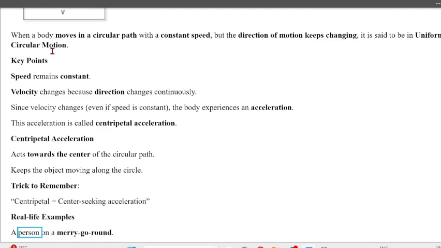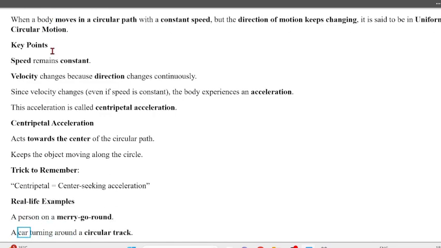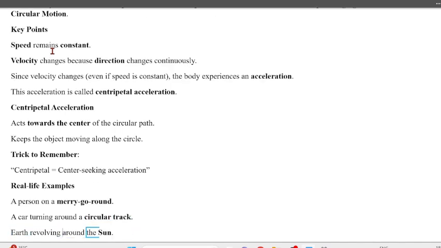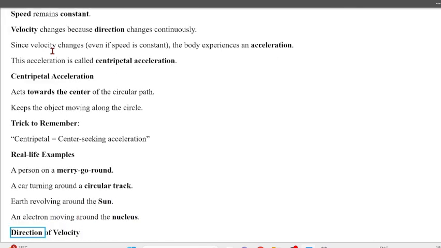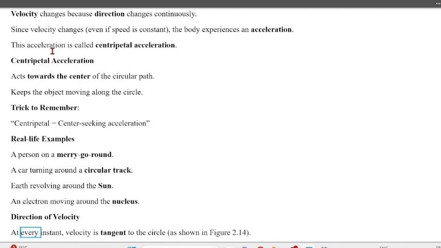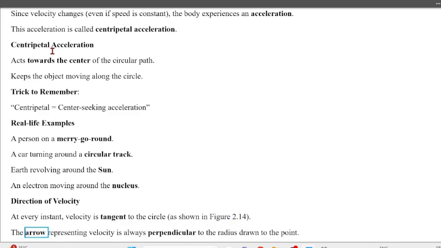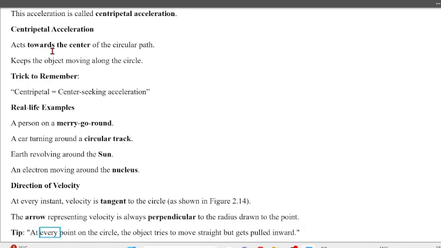Real-life examples: a person on a merry-go-round, a car turning around a circular track, Earth revolving around the Sun, an electron moving around the nucleus. Direction of velocity: at every instant, velocity is tangent to the circle as shown in the figure. The arrow representing velocity is always perpendicular to the radius drawn to the point. Tip: at every point on the circle, the object tries to move straight but gets pulled inward.